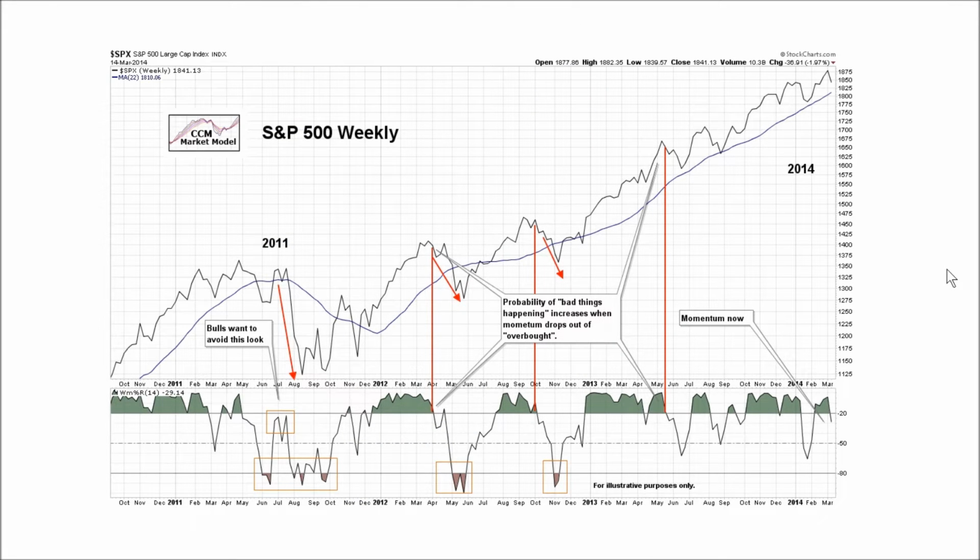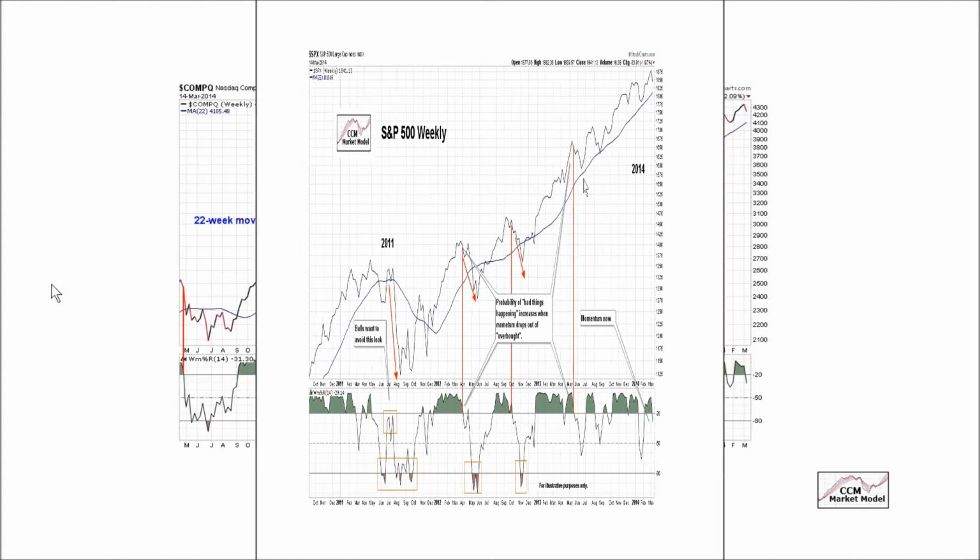Clients and regular viewers know what this chart is all about. We're looking at the S&P 500 weekly. One of the things that the market model tracks is weekly momentum. We know that when weekly momentum stays in overbought territory, the probability of good things happening in the stock market increases. Conversely, when we drop out of overbought territory on a closing basis on a weekly chart, the probability of bad things happening increases. Everything we do speaks to probabilities. You can see now we have dropped out, which increases the probability of bad things happening in the stock market.